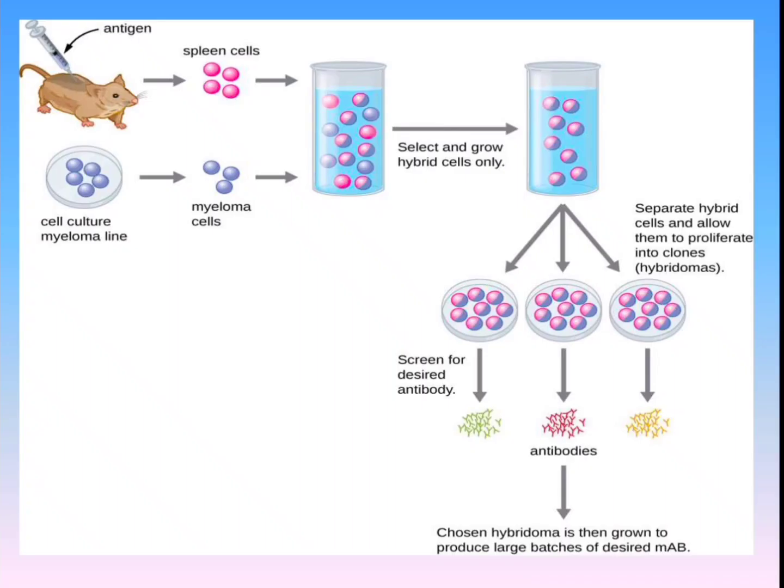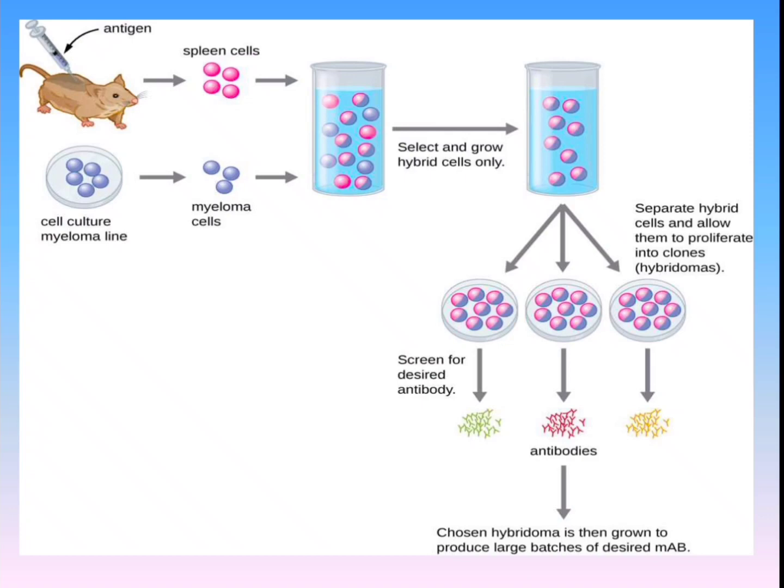From this picture we can see a mouse is injected with an antigen and we are isolating spleen cells from the mouse, whereas myeloma cells are cultured. Myeloma cells are known as cancer of plasma cells. Now spleen cells and myeloma cells are fused together and we are growing only hybrid cells in HAT medium. HAT medium contains hypoxanthine, aminopterin and thymidine. It is a selection medium used for mammalian cell culture.